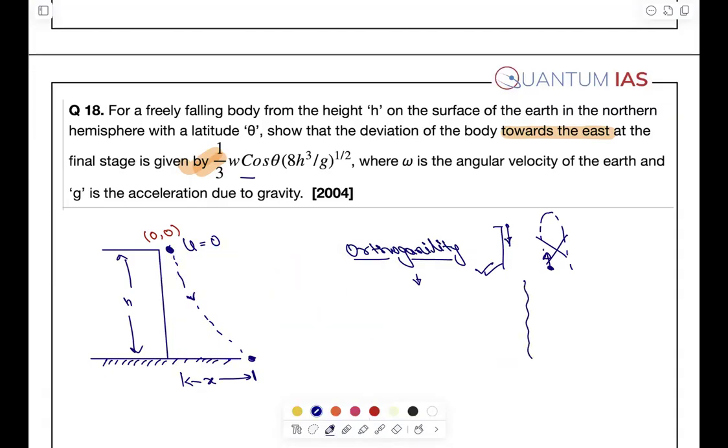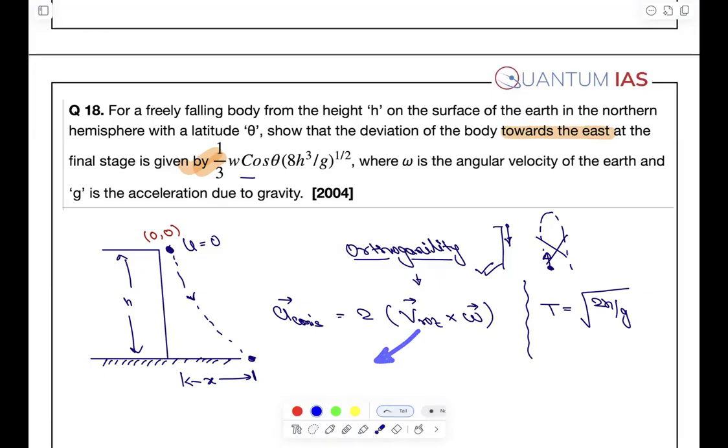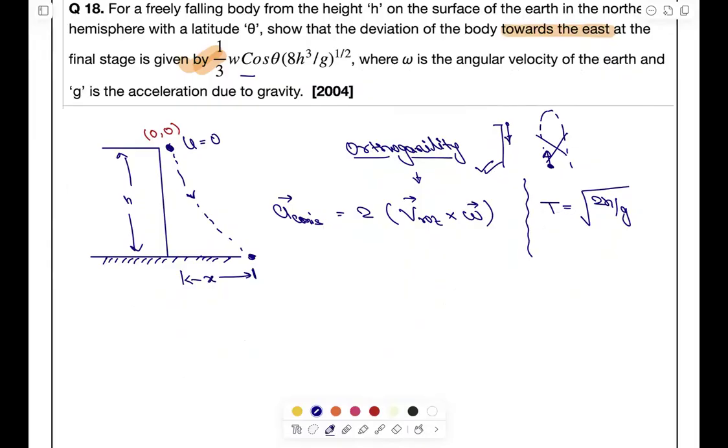From your junior classes, I hope you know that the time it will take to reach the ground is equal to root under 2h by g. Motion under gravity, a simple concept. Now, let's add the component of Coriolis force here. Whenever you are writing a Coriolis force question, we have to find the Coriolis acceleration, which is given as 2 into V rotational cross omega. This V rotational is the rotational velocity with respect to the rotating frame. And I have told you that omega you should write as omega cos theta j cap plus omega sin theta k cap.